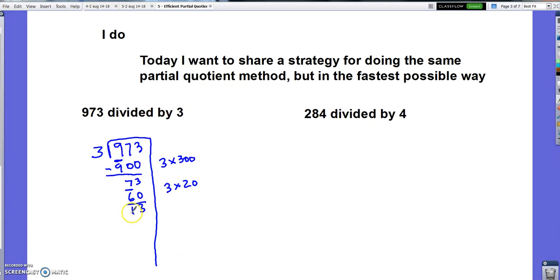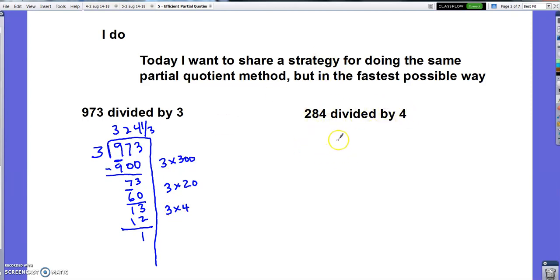Since I can't do a 10, I can do all these 13 ones together in 3 times 4 and make 12. And so I knocked out the whole thing in 3 steps. Boom, boom, boom. 324 and 1 out of the next 3. 324 and a third. Let's do another one over here.